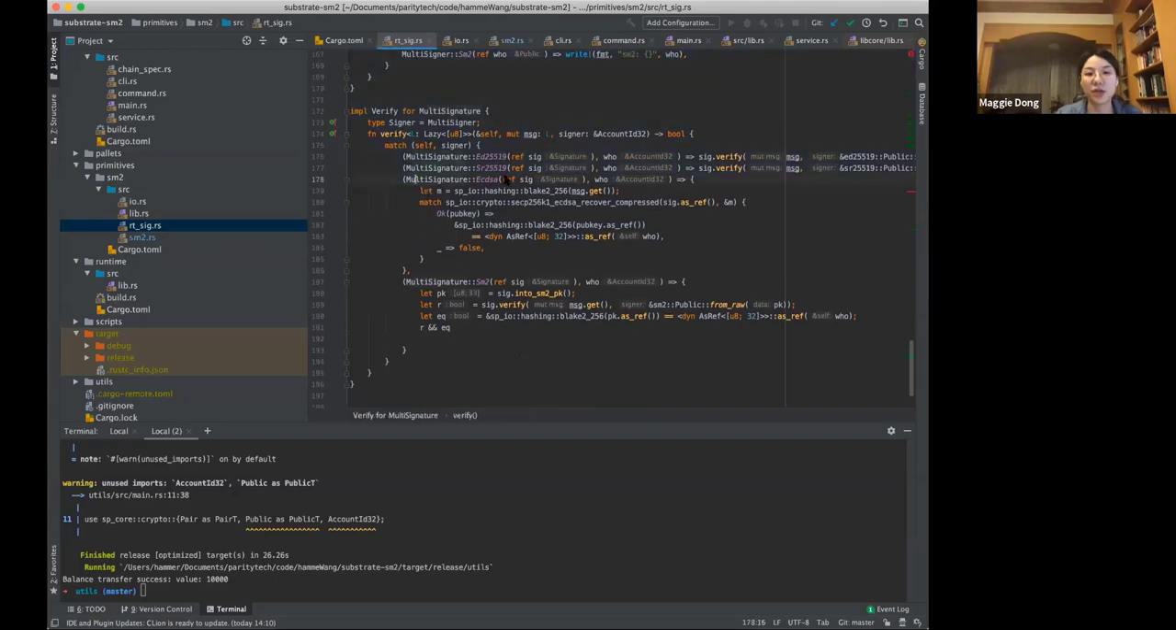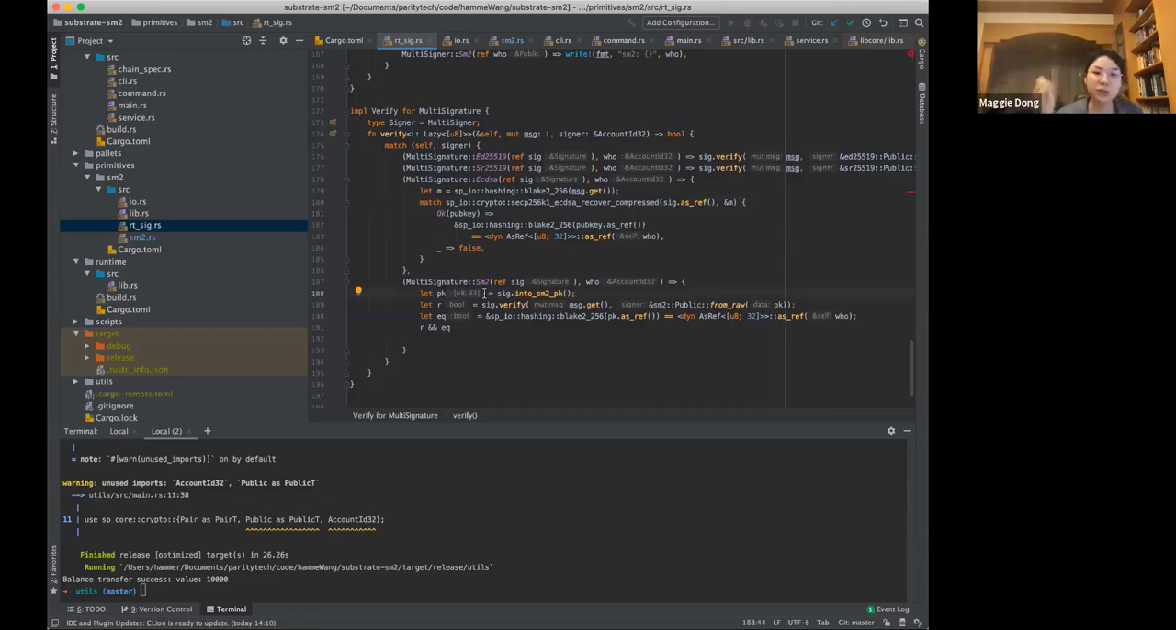So for verify ECDSA, you can use the function that recovers the public key from the signature. After you get the public key, you just need to hash the public key and see if that equals the account ID 32. But with SM2, you cannot recover the public key from the signature.